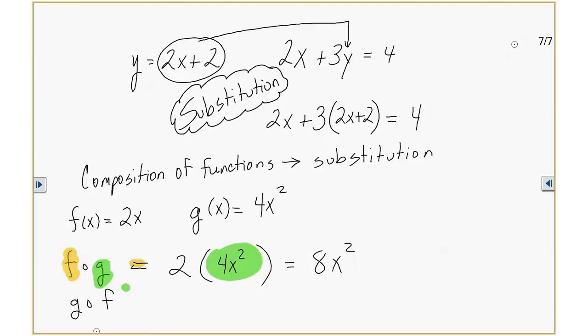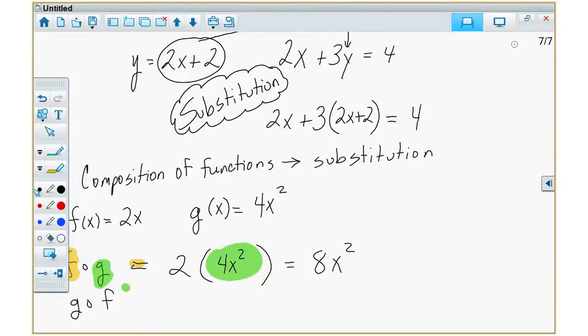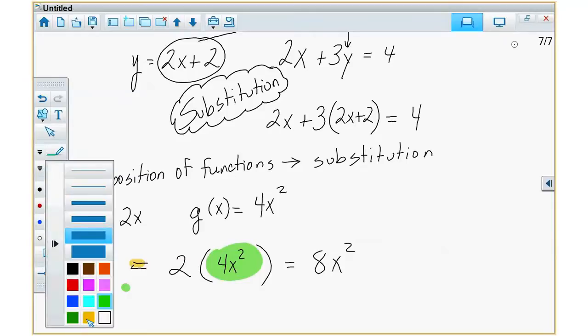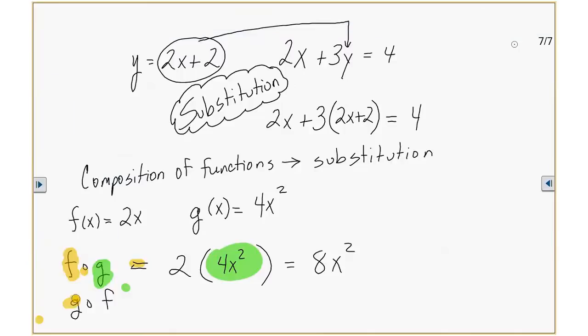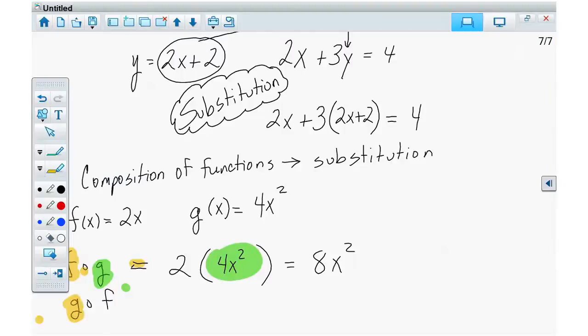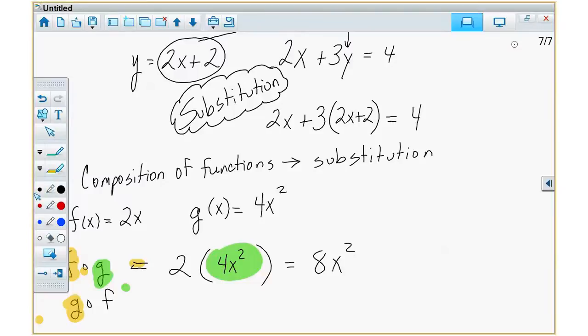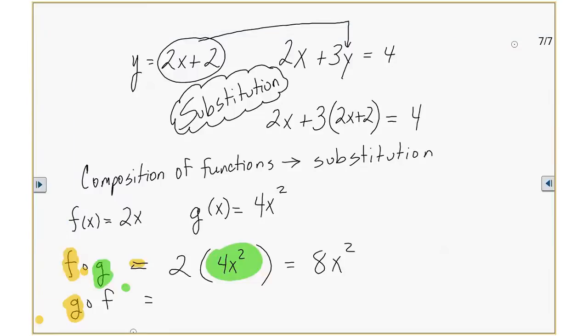G composed of f. So now I'm going to rewrite g, and I'm going to rewrite it with a big set of what? Parentheses. Now a lot of you are saying, well, why are you making such a big deal? The big set of parentheses will tell you what to do.